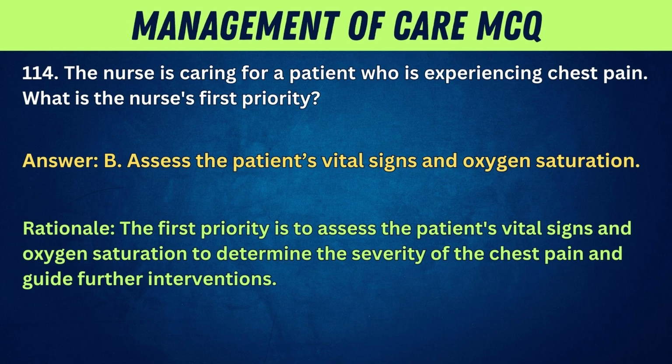Answer. B. Assess the patient's vital signs and oxygen saturation. Rationale. The first priority is to assess the patient's vital signs and oxygen saturation to determine the severity of the chest pain and guide further interventions.